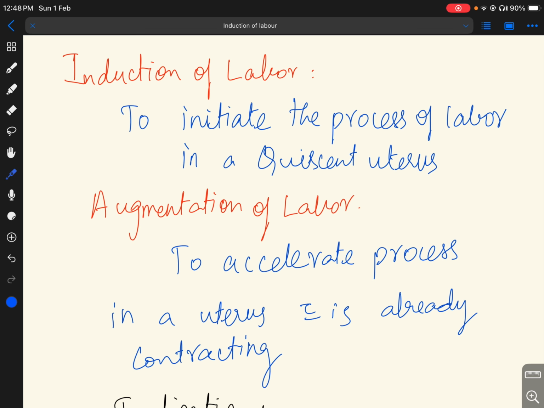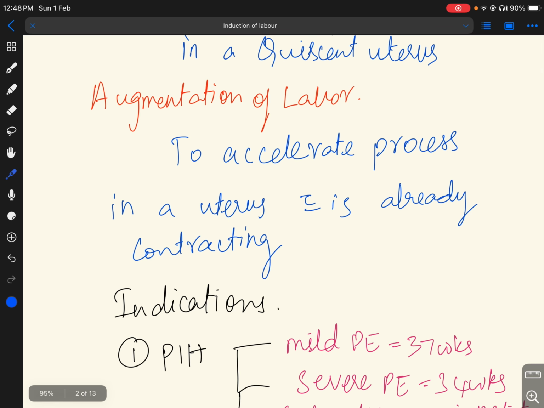What is augmentation of labor? It is to accelerate the process of labor in the uterus which is already in contraction.